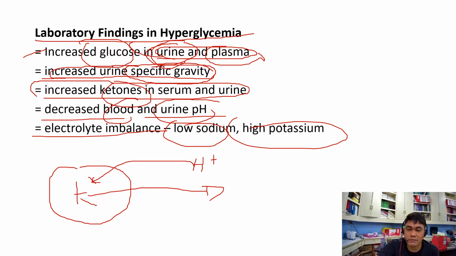Because in diabetic ketoacidosis, diba, you have increased H plus concentration because it's acidosis. One way for the body to neutralize or return to its normal pH level is by exchanging H plus with K plus. So you have the transfer of K plus from intra to extra and transfer of H plus from extra to intra to maintain electroneutrality.